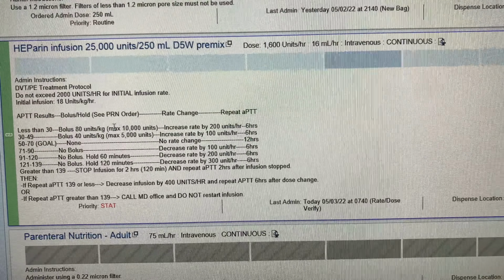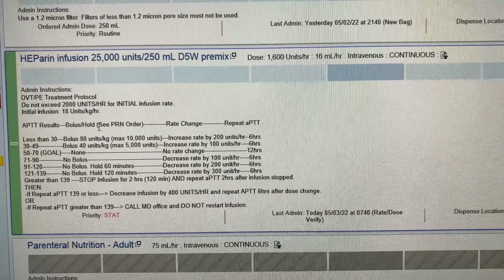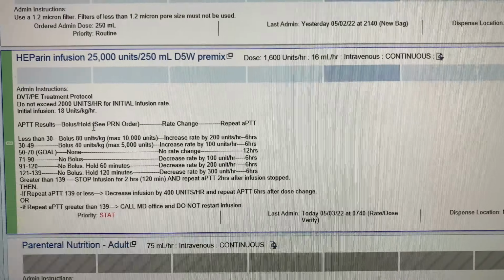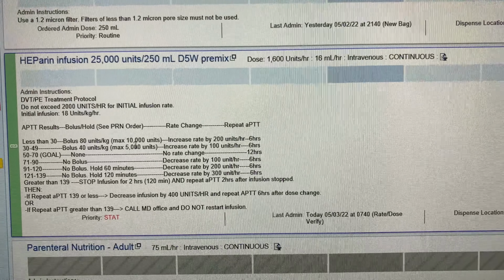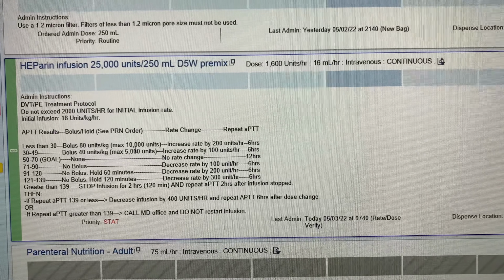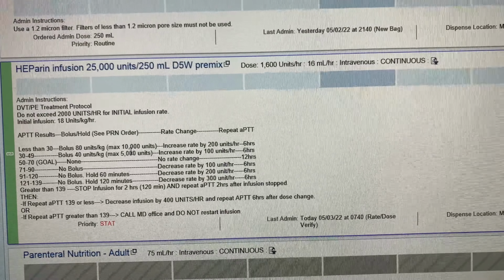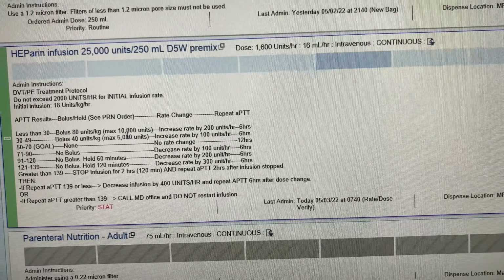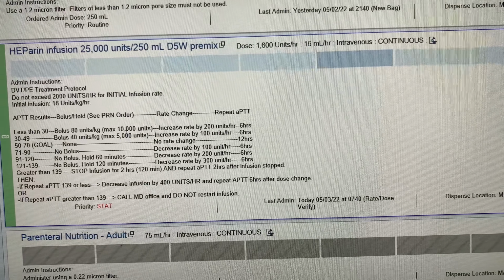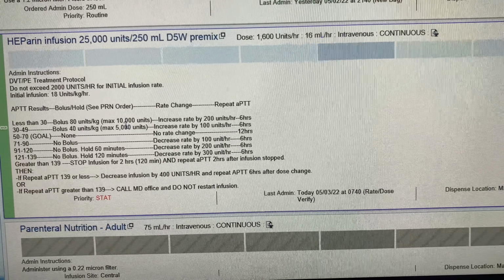So another thing to note in this order here, because these are standing orders for the heparin, it tells us exactly how to titrate, okay? That goes for many medications that you'll find in the ICU settings that are drips. Normally it will have standing orders on how to titrate, so that way you know exactly what you need to do, when to check certain levels.